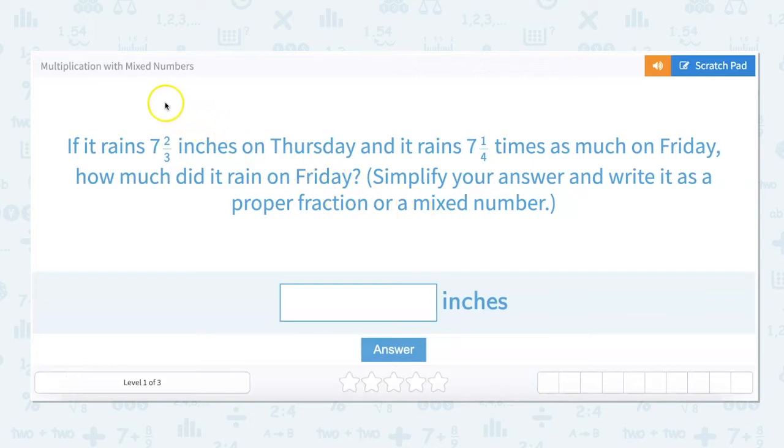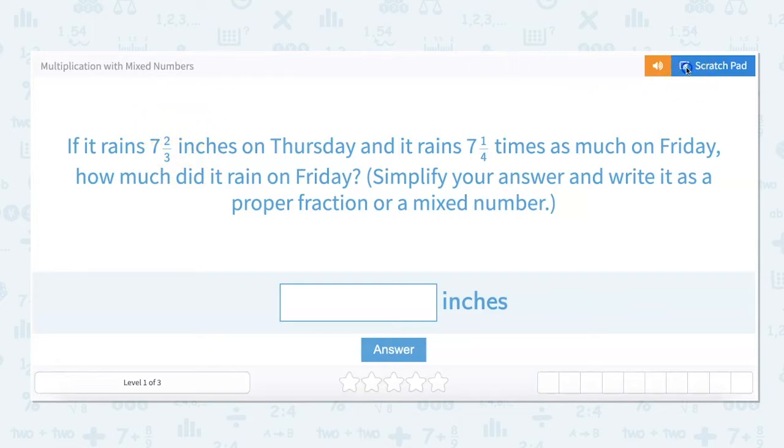So a mixed number is when we have a whole number and a fraction in our number, okay? And a proper fraction is when the numerator is smaller than the denominator, okay? So that's a proper fraction. So in order to multiply mixed numbers, we first have to turn them into improper fractions, which means that the numerator is going to be bigger than the denominator.